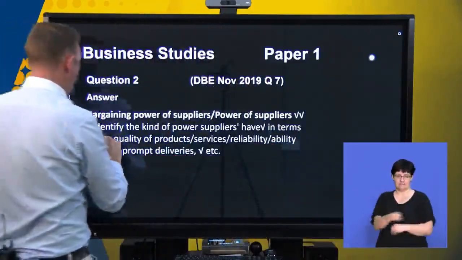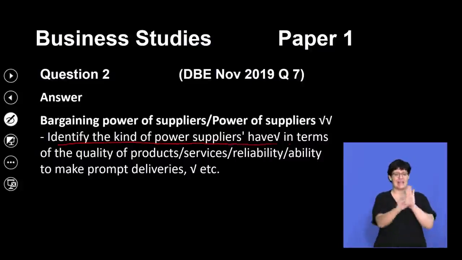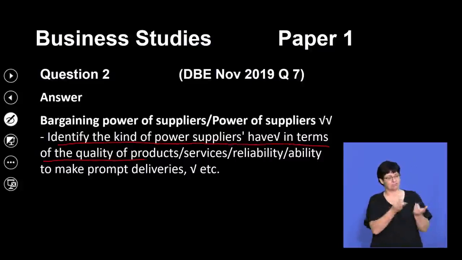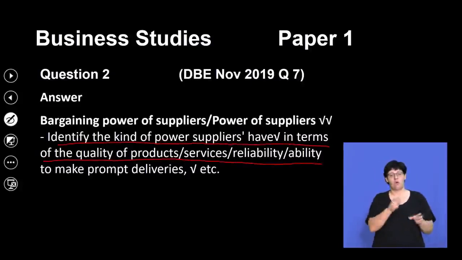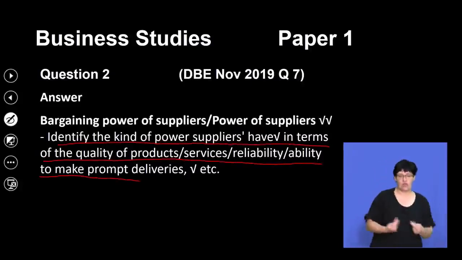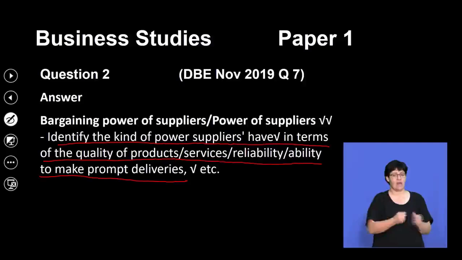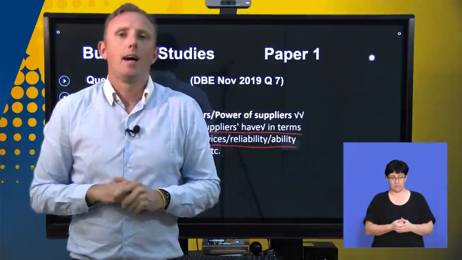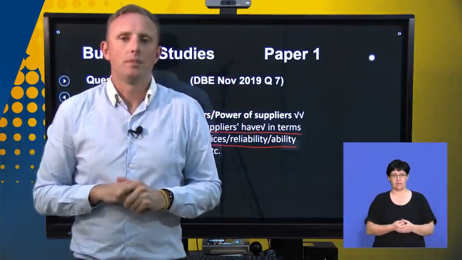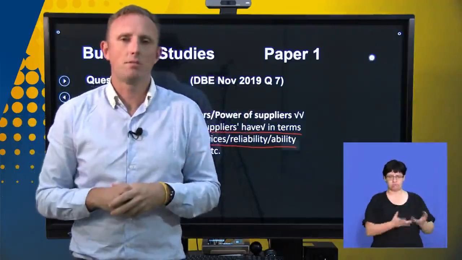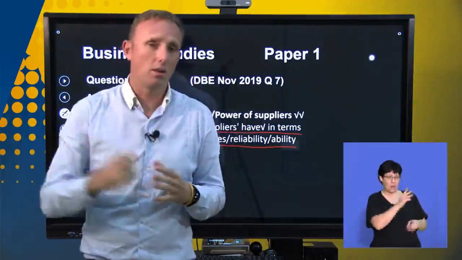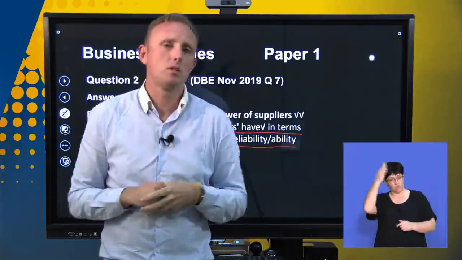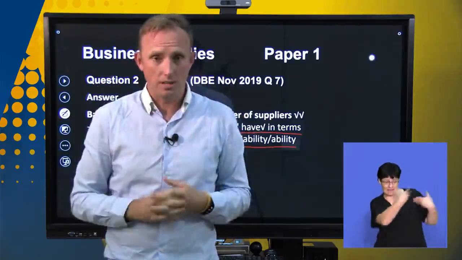We have to identify the kind of power suppliers have in terms of the quality of products or service, reliability, or ability to make prompt deliveries. So, can they deliver on time? If they're going to deliver on time for us all the time, they're going to have a lot of power over us, because we know that when we ask them to deliver goods for us, they are going to deliver those goods for us right there and then.